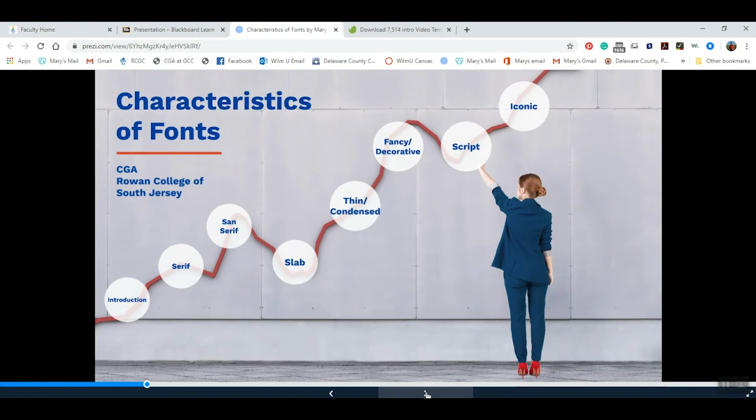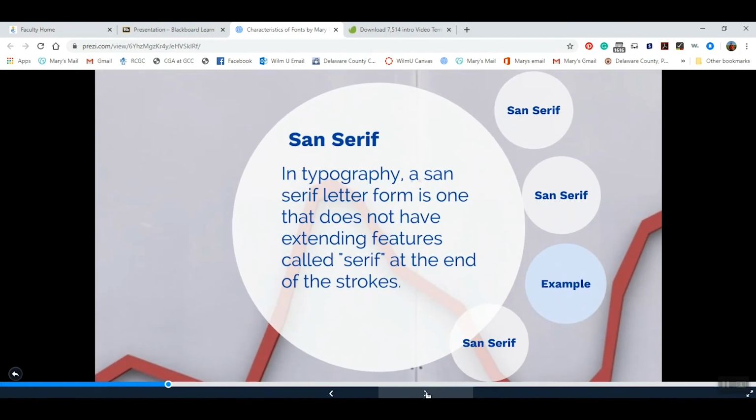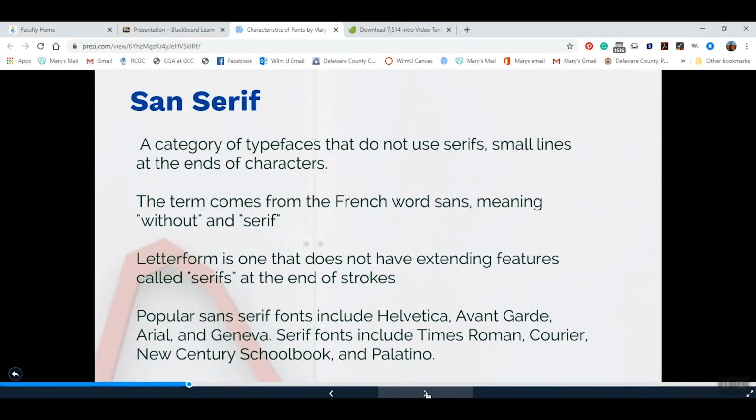Alright, so the next type of font is sans serif. Sans serif means it does not have a little stroke at the end. The term serif, in French, means curls or curves, and the word sans means without. So sans serif means without any swashes or curls at the end.